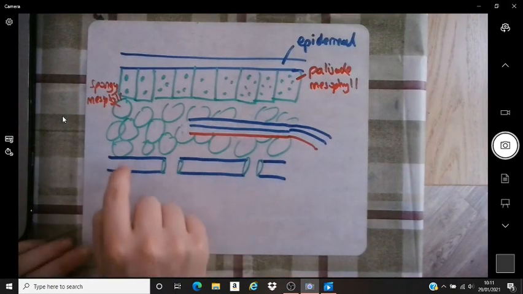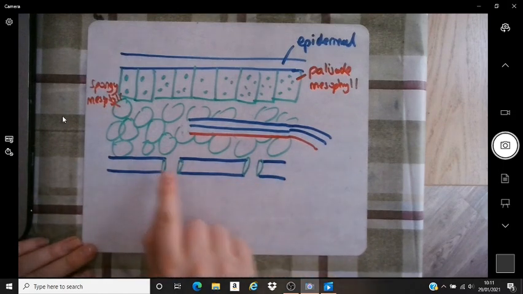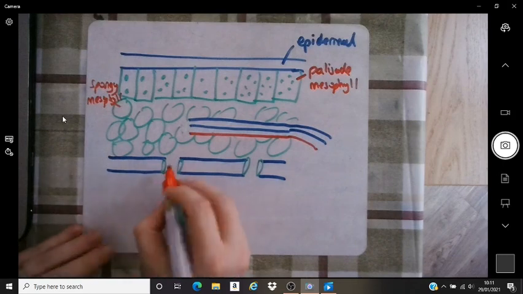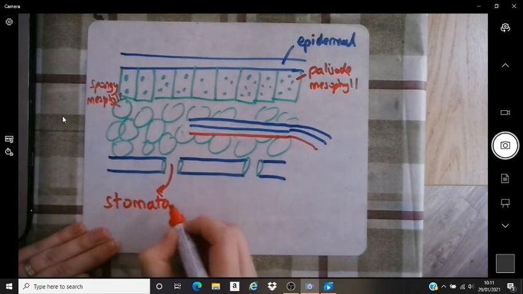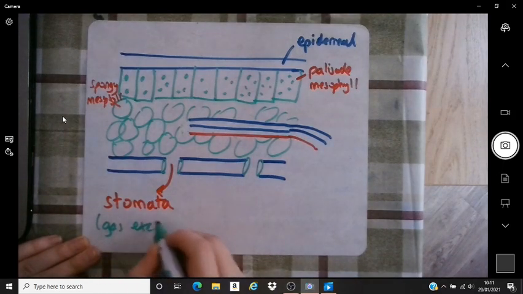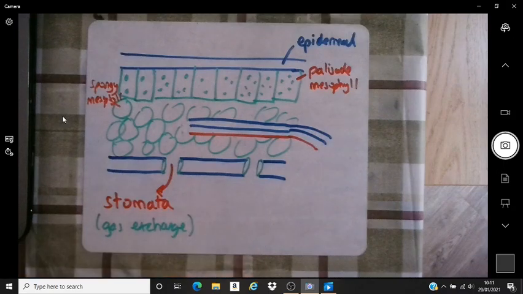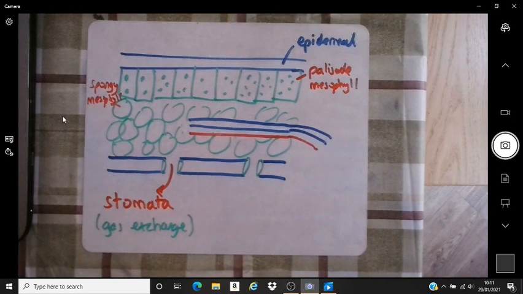The bottom layer, again, is another epidermal layer, so protection, and these parts here, these little gaps, these little pores, they are known as stomata. And clearly, the stomata is where gas exchange is taking place between the environment and the leaf. Gases can flow in, gases can flow out. So gases like oxygen, CO2, and water vapour. And that's going to link nicely to an idea in a little bit.